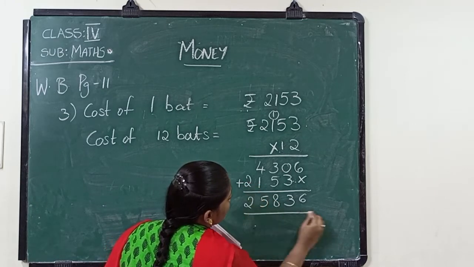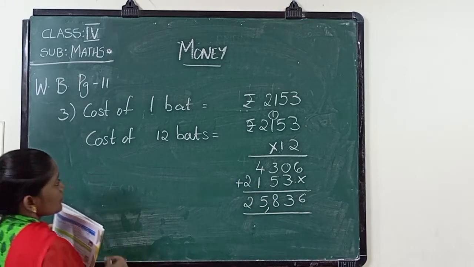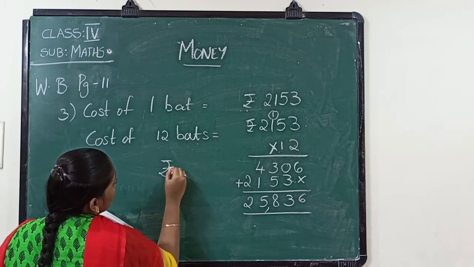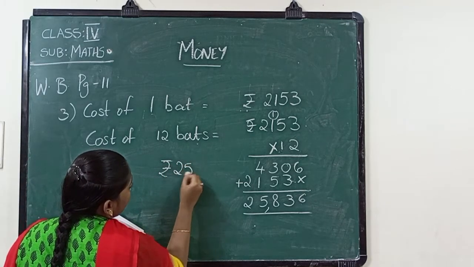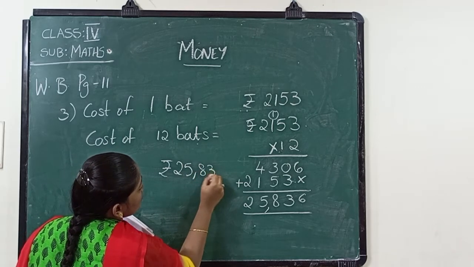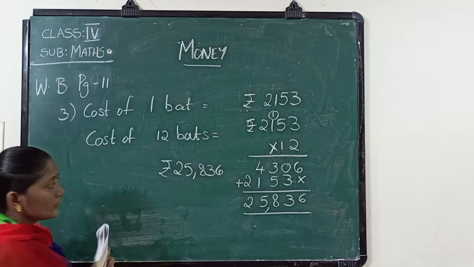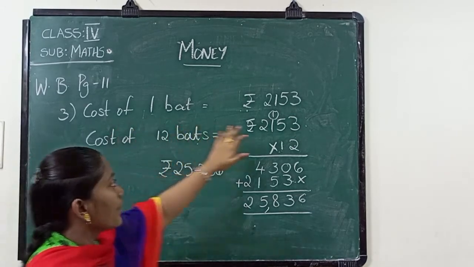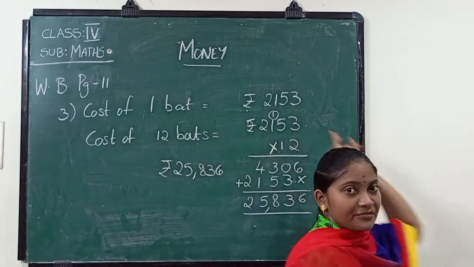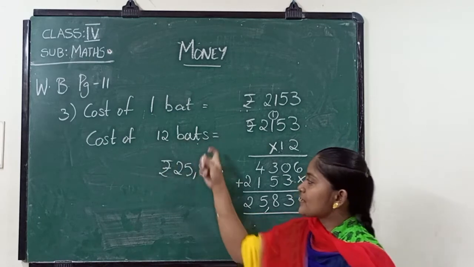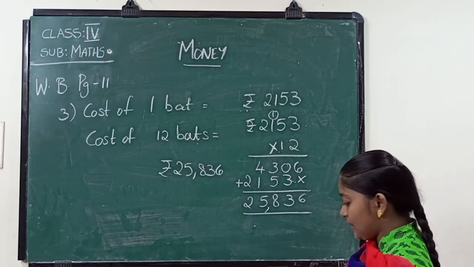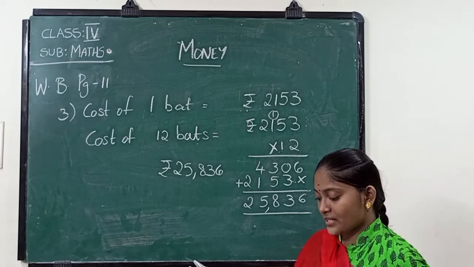2. So what is the cost of 12 bats? Cost of 12 bats is rupees 25,836. Cost of one bat is rupees 2,153. Cost of 12 bats is 25,836.